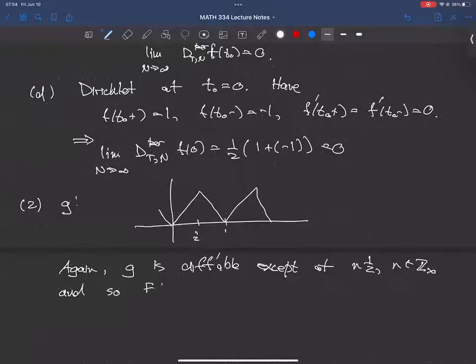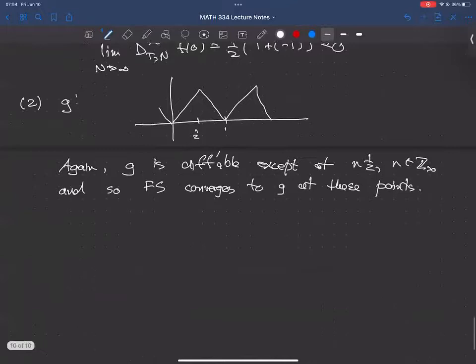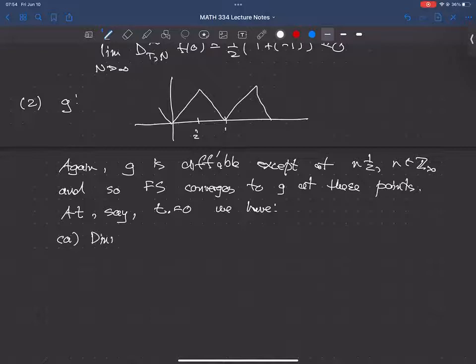And so the Fourier series converges to g at these points, at the points where g is differentiable. And I only therefore need to consider the complement of those points, which are the integer multiples of a half. So at say t naught equals 0, we have, by Dini's test, so let's see if Dini's test works.